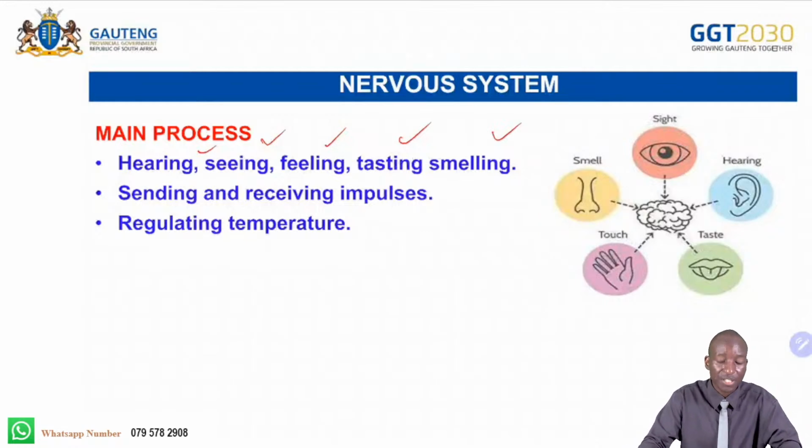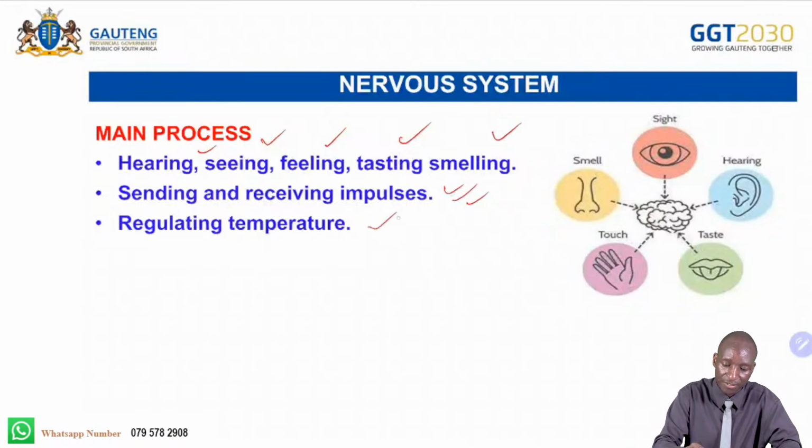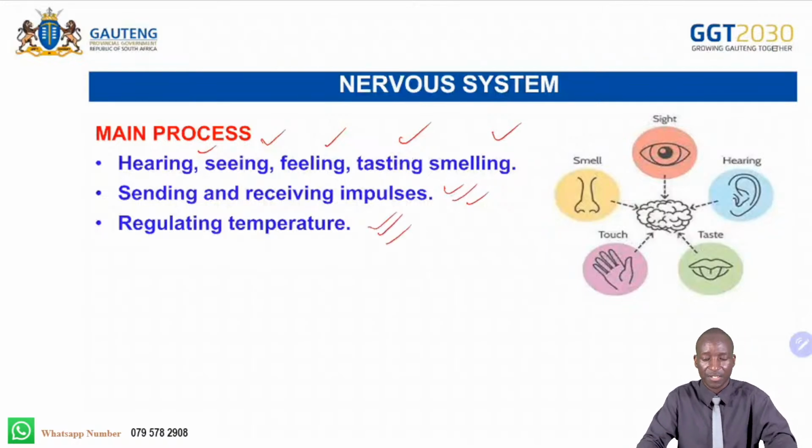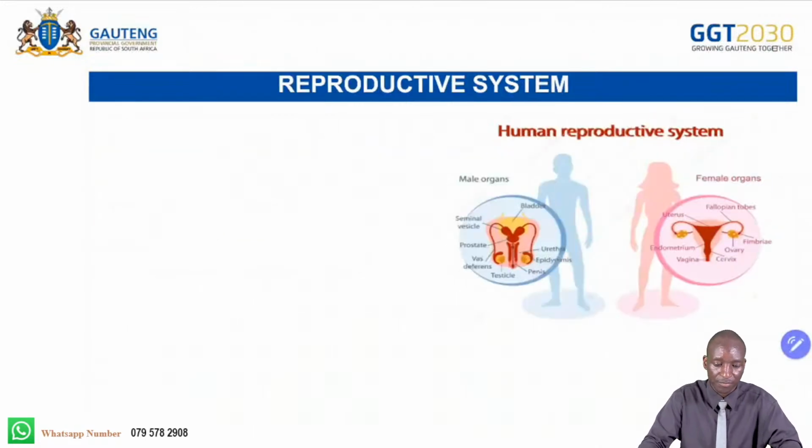Then the other process under this nervous system is all about sending and receiving impulses throughout the body. And then the final one, of course, is to be able to regulate temperature within our bodies. So those are the main processes of the nervous system.